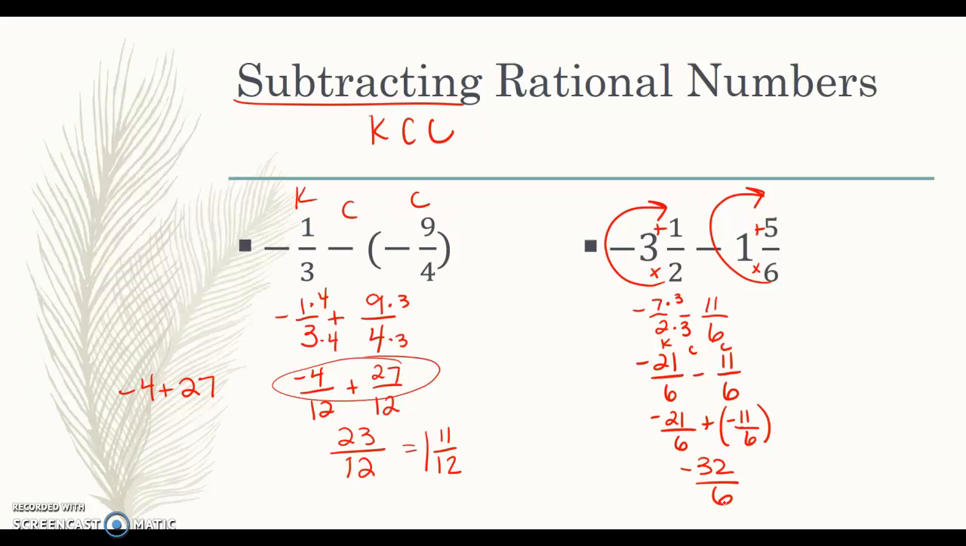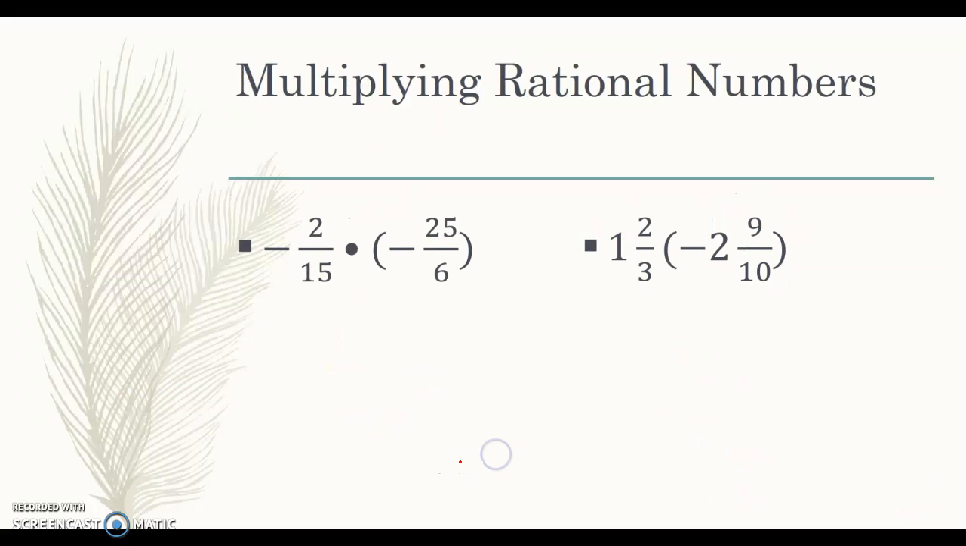Now again, this is an improper fraction, so I have to see how many times 6 can go into 32. So I know that 6 can go into 32 a total of 5 times, and then I've got 2 left over, 5 and 2/6. It is negative, so we need that negative sign. But I can actually simplify that 2/6. So it's going to be negative 5 and 1/3. On to multiplying.